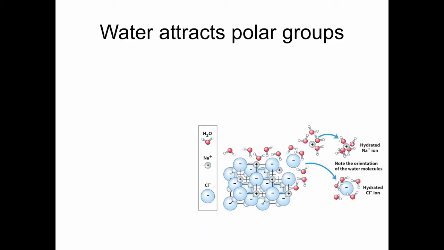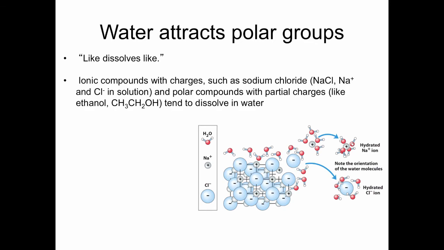One of the characteristics of water is that it attracts polar groups. Remember from your general chemistry class that like dissolves like. So water is a polar molecule, and it's going to dissolve other polar molecules. For example, ionic compounds with charges, such as sodium chloride, which in solution dissolves into sodium and chloride ions, and polar compounds with partial charges, such as ethanol. These tend to dissolve very well in water.